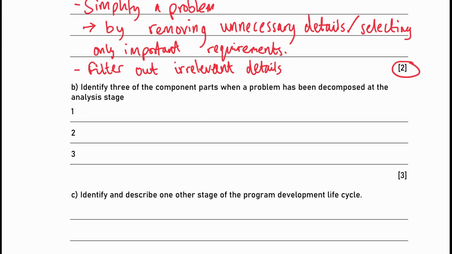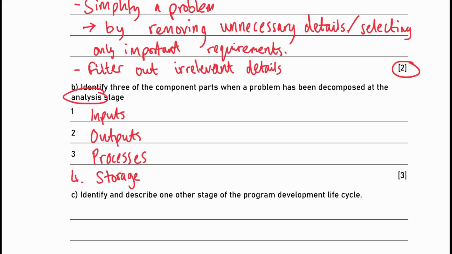1b, identify 3 component parts when a problem has been decomposed. So just a reminder, this all takes place during the analysis stage, which is right at the beginning of the program development lifecycle, and we have to pick out 3 things that you're looking for when you decompose a problem. So the things that we should be looking out for are the inputs that will be required in a problem, the outputs, any processes that take place within the program, and any storage. So this is where we think of our variables or anything else that needs storing.